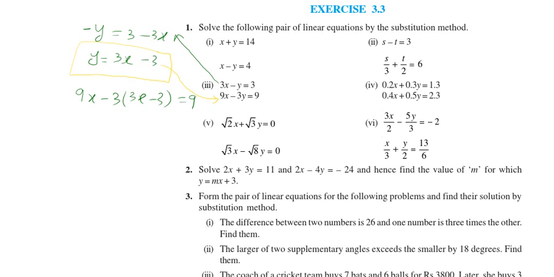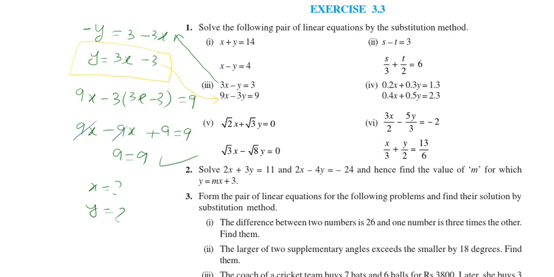Now if I open the bracket, 9x minus 9x plus 9 is equal to 9, and very clearly you can see that 9x and 9x get cancelled, so they are the same. So we are left with 9 is equal to 9. So the variable cancels and 9 is equal to 9 is a correct statement, so there is nothing wrong in that. But the question is, how will you find x and y? The x has been cancelled. So if you don't have any x, we don't know the value of x, and if you don't know the value of x, how can we find y?